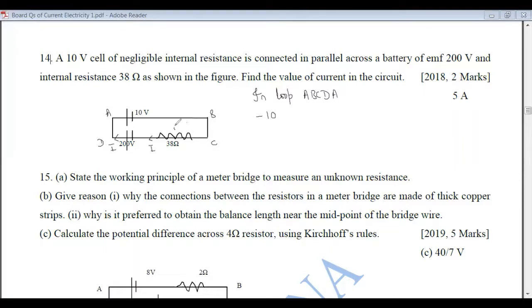Then moving along the direction of current, 38 into I will be again taken as negative. Why? Because we are moving along the direction of current. Then is 200 volt moving from negative to positive terminal inside the cell. So this 200 will be taken as positive, is equal to 0. So it is equal to 200 minus 10 is 190. Take it on that side, minus 190. Hence, I is equal to 190 upon 38. That is, it is equal to 5 amperes.